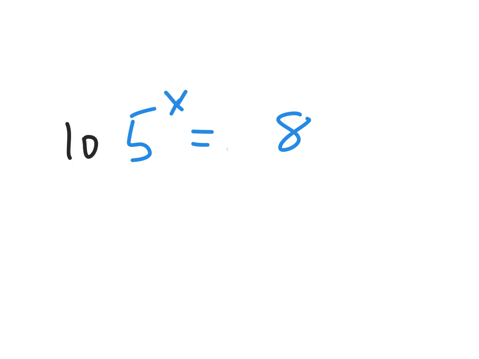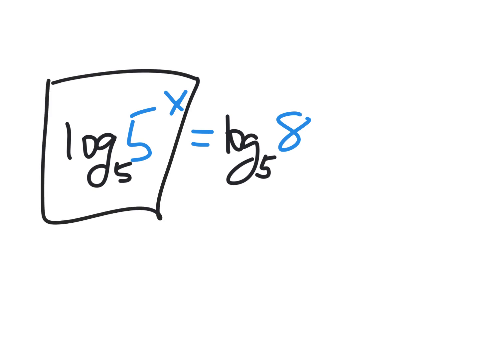So if I was going to pick a log to put in on both sides, I'd bring in log base 5. And I put in log base 5 on both sides. You can do that. Now, I want you to think about why I did that. This whole thing just turned into what? X. X equals log base 5 of 8. So we can bring in logs on both sides if it helps you to solve a problem. Just bring in a log.